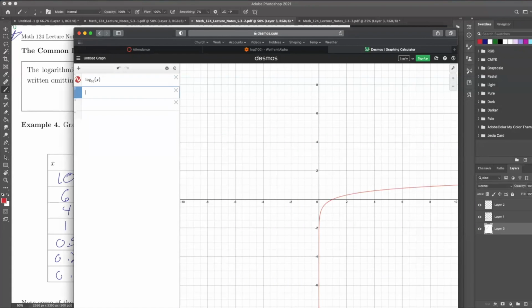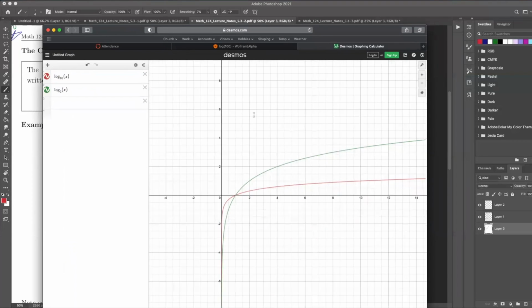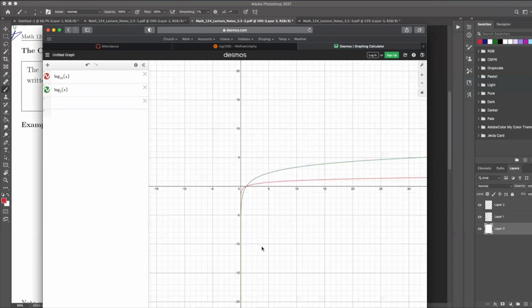Okay, here we're going to have log base 2 of x. All right, so here, let me kind of move this over. So notice that none of these graphs ever pass the x equals 0 line, right? None of them ever pass that.